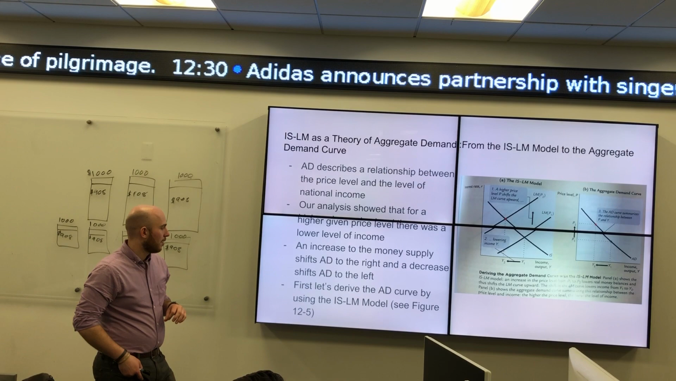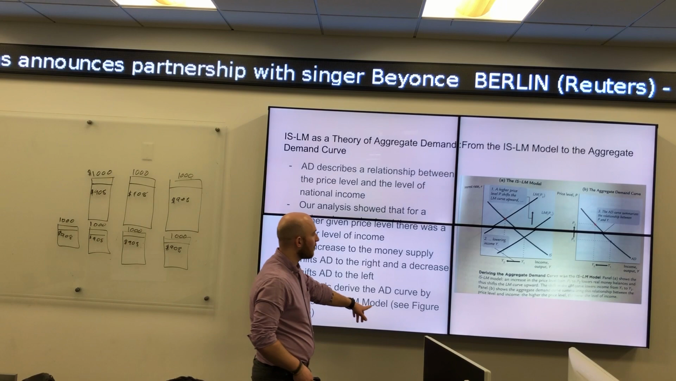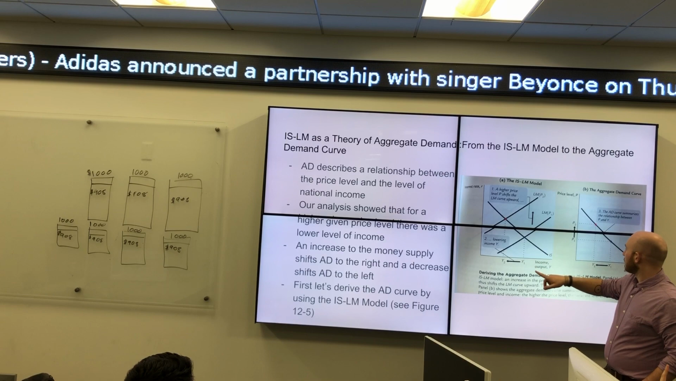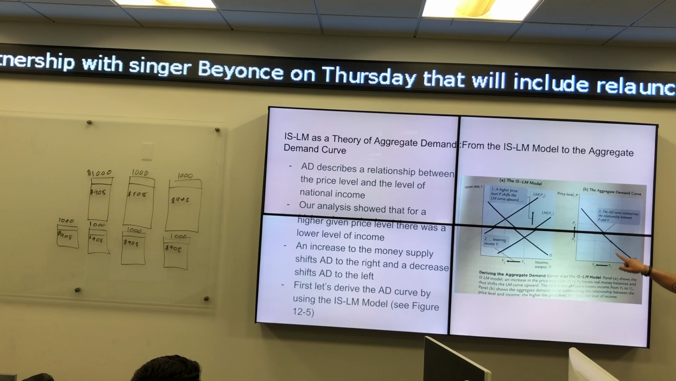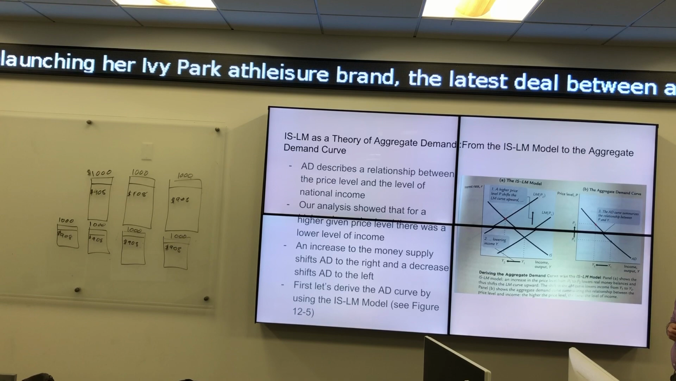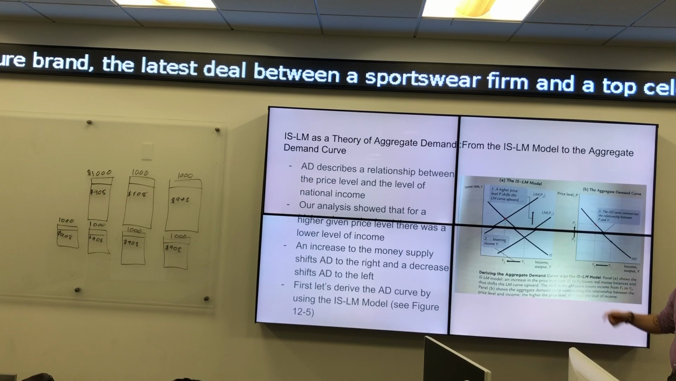First, we're going to derive the aggregate demand curve by using the ISLM model. All right, so first, we have a higher price level, P, and it shifts the LM curve upwards. So we were at Y1 and P1, and now we're at Y2 and P2. And that is how we get the aggregate demand curve. Does that make sense? So as prices rise, we demand less, because we also have less money.